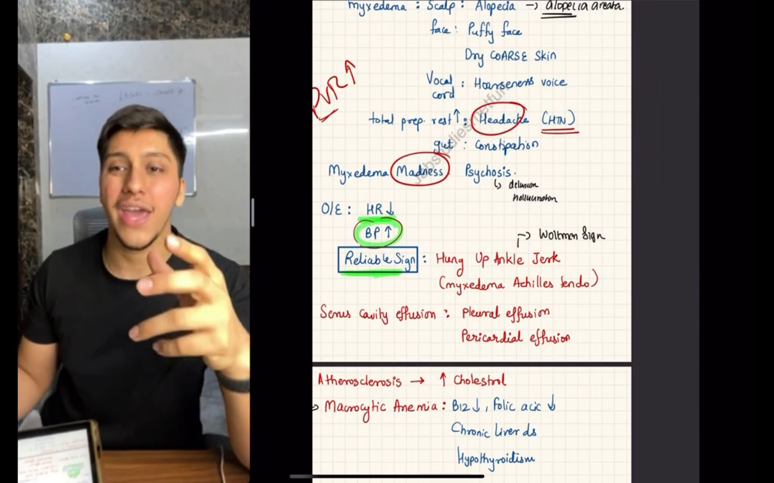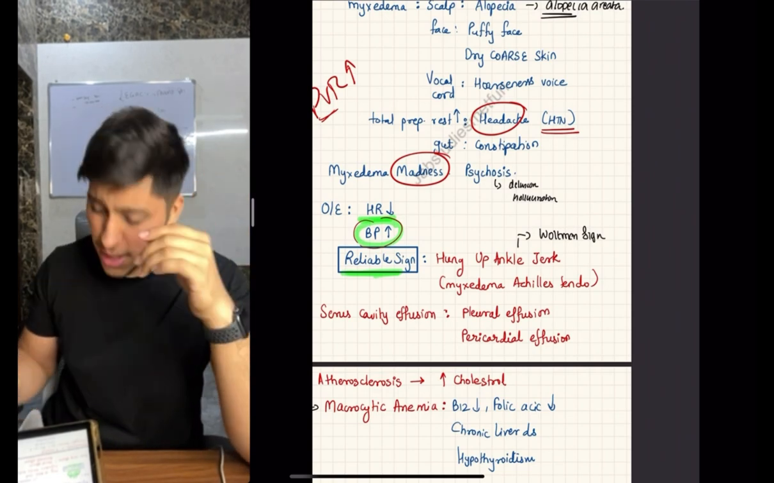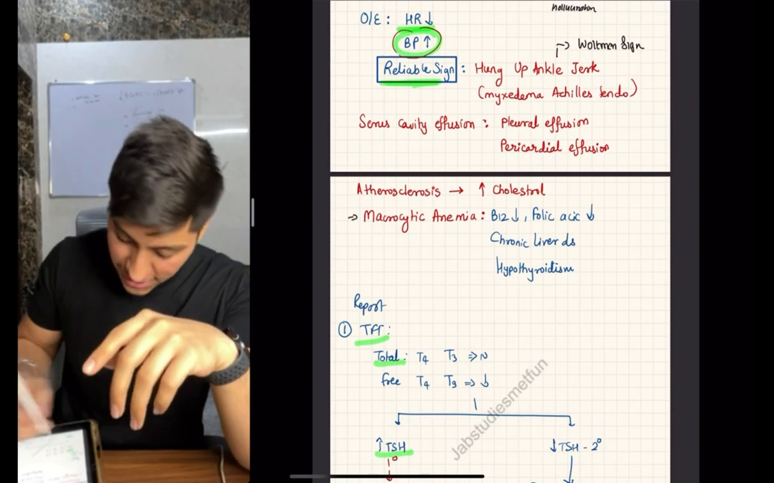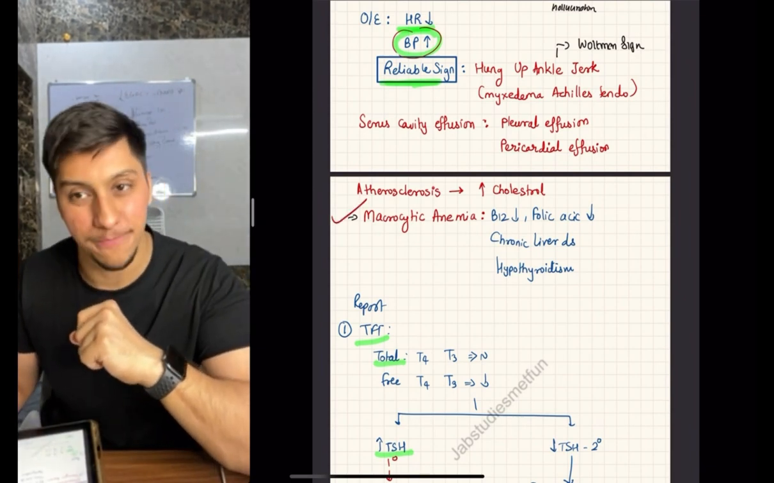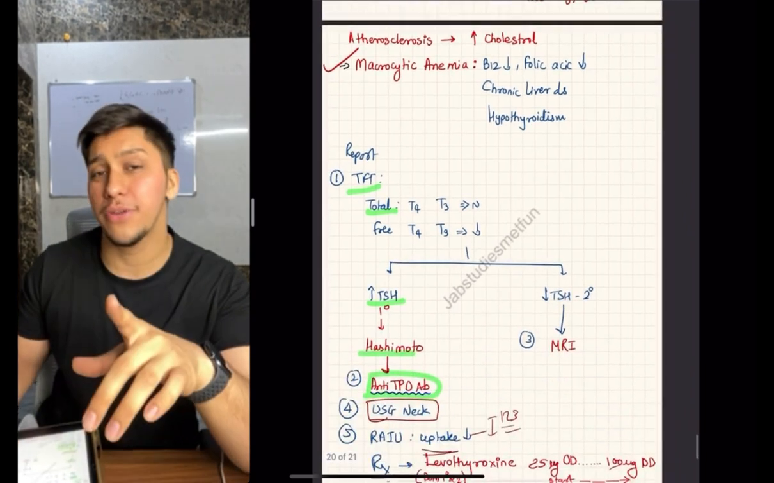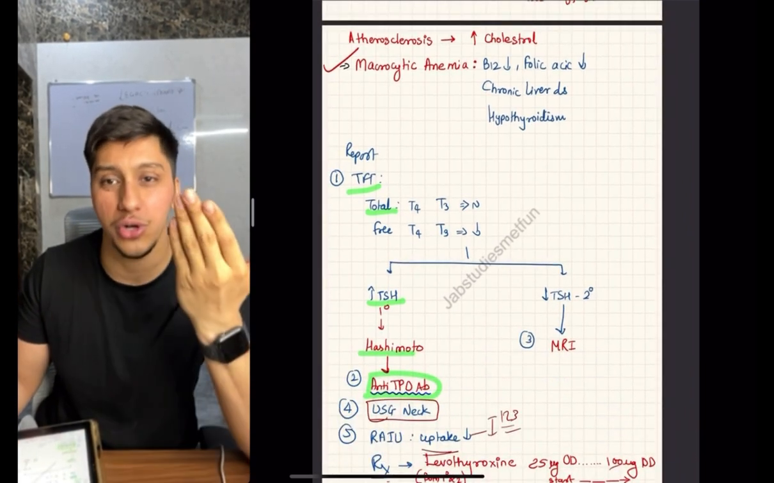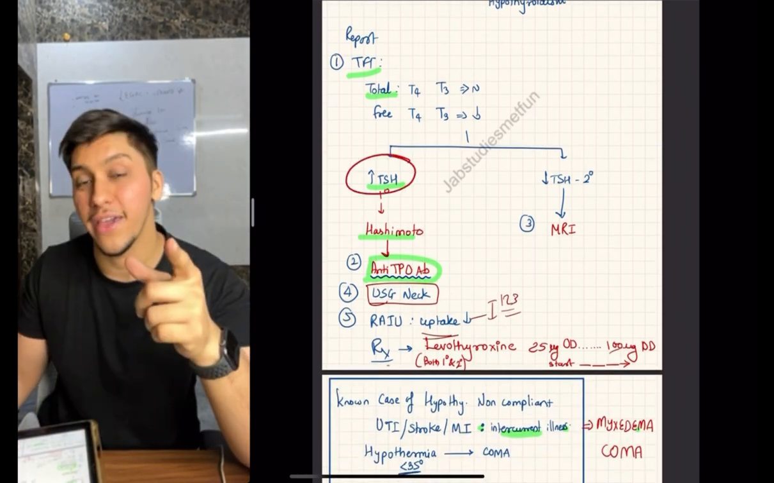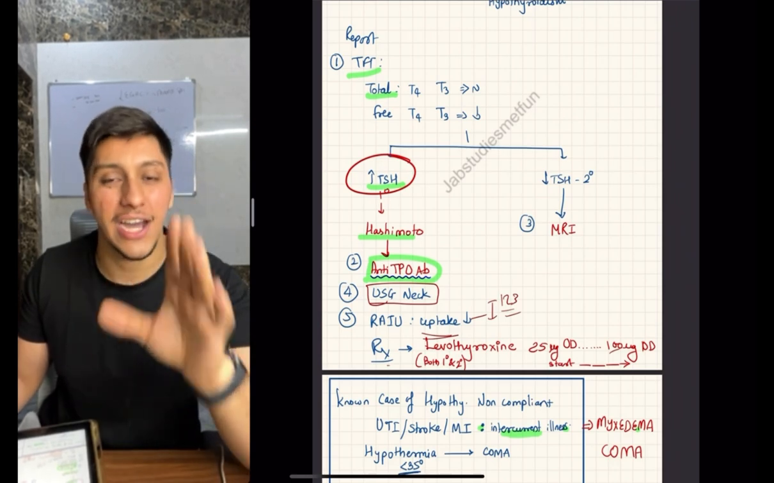Okay, you can have serous cavity effusions, like pleural or pericardial effusions, and an increased risk of heart attack because of atherosclerosis, and as I just told you, macrocytic anemia can also be seen in hypothyroidism. If you talk about the reports, in hypothyroidism T3, T4 are going to be low, and TSH is going to be elevated. Now, an important condition: if the TSH level is very high and T3, T4 are low, this is known as primary hypothyroidism. This is Hashimoto's thyroiditis.